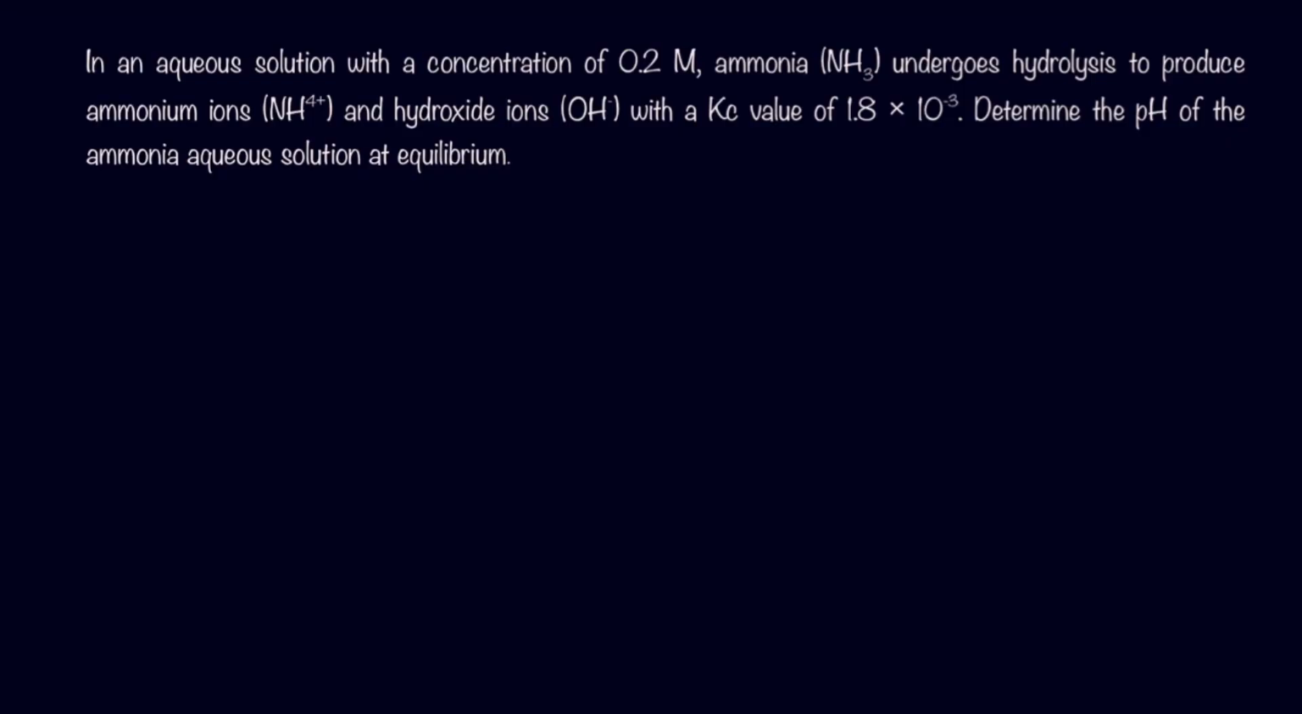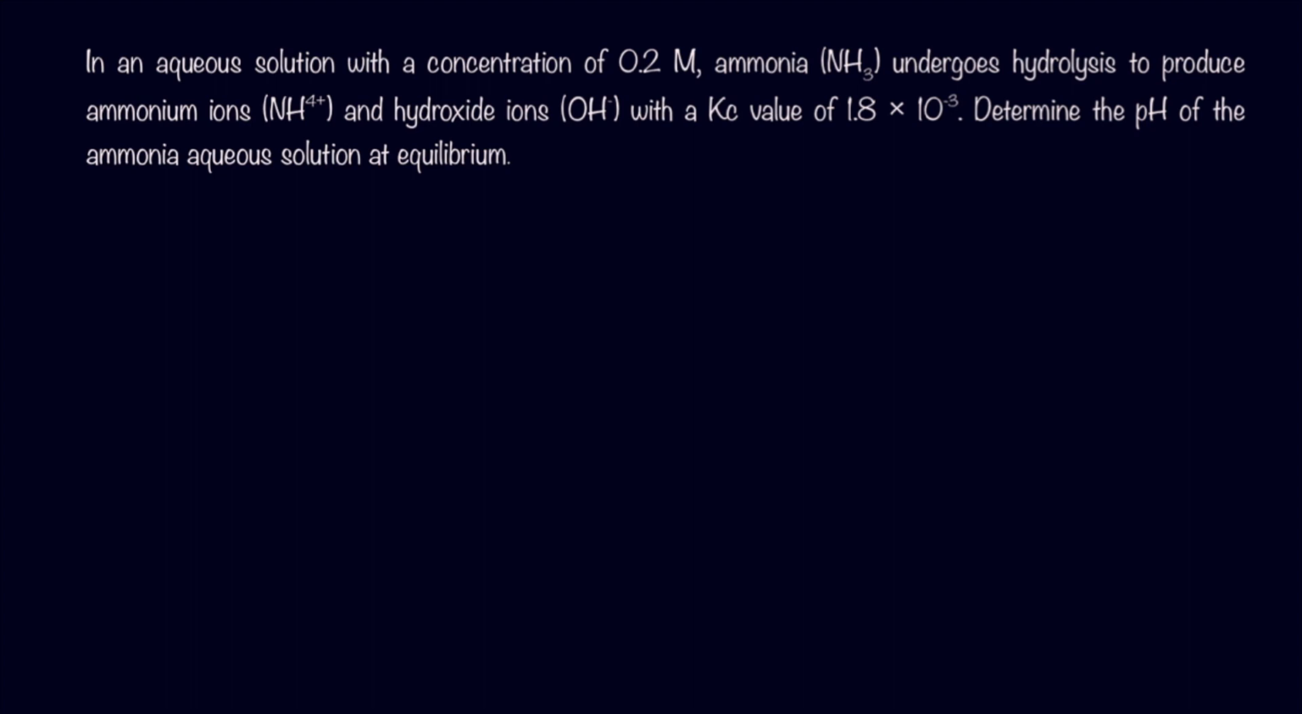Question number 1. In an aqueous solution with a concentration of 0.2 molar, ammonia undergoes hydrolysis to produce ammonium ion and hydroxide ion with a Kc value of 1.8 times 10 to the power of negative 3. Determine the pH of ammonia aqueous solution at equilibrium.